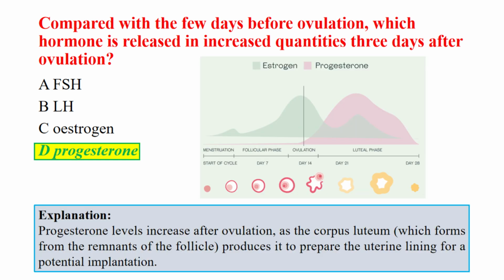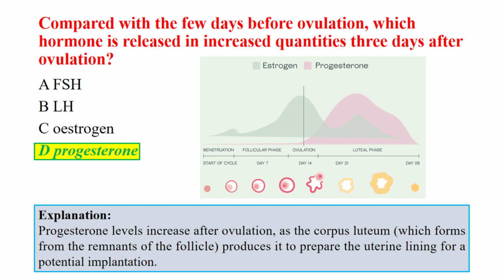Progesterone. Now let's look at the options one by one. Before ovulation, FSH, or follicle-stimulating hormone, and LH, or luteinizing hormone, play crucial roles. FSH helps stimulate the growth of ovarian follicles, while a surge in LH triggers the release of an egg from the ovary. As we approach ovulation, estrogen levels rise to prepare the uterine lining for a potential pregnancy. However, our focus is on what happens a few days after ovulation, not before. So, 3 days after ovulation, progesterone is significantly elevated.